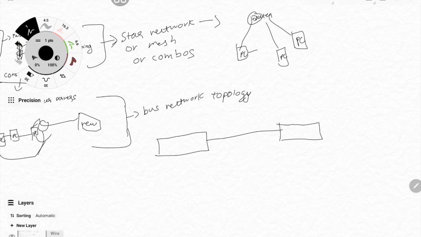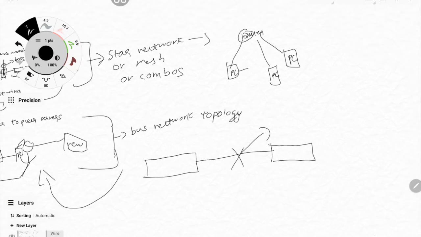Here, if one computer is broken, it might damage the whole line, while with a star, the damage is divided and won't spread. These are usually small PCs, with routers, and there are more PCs.